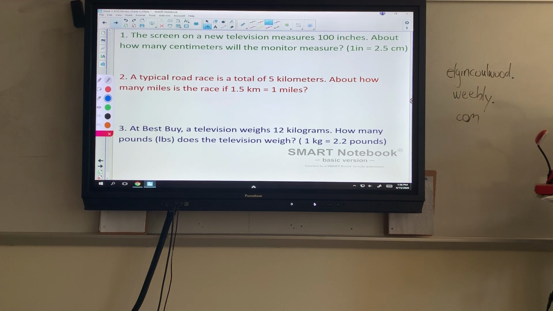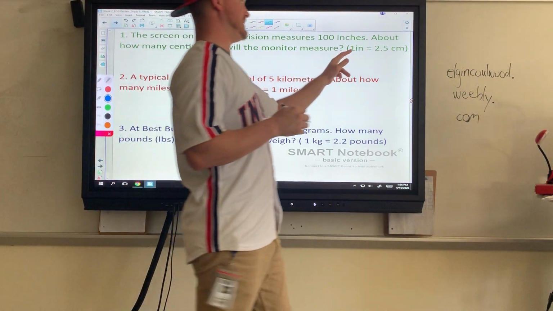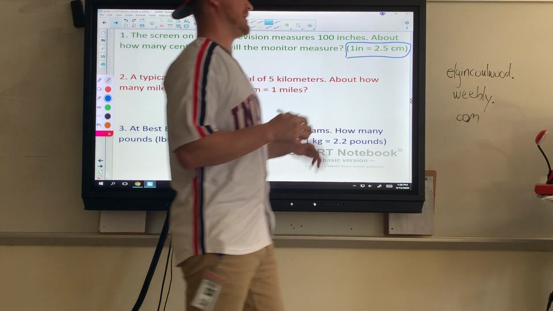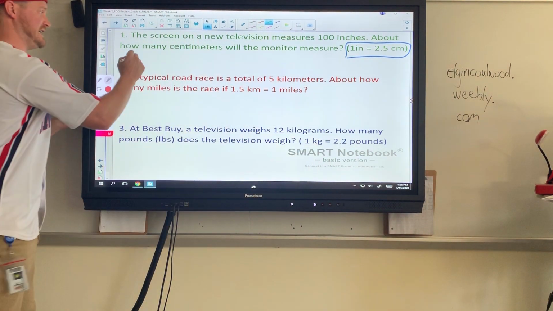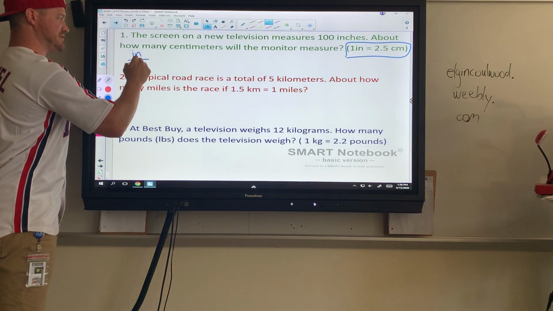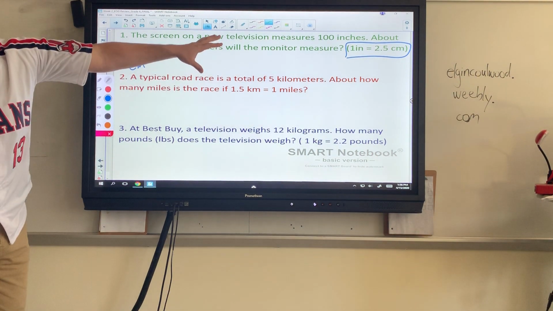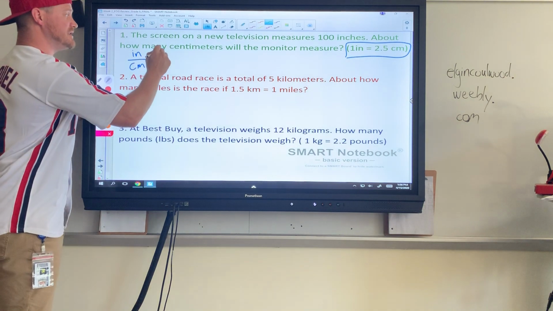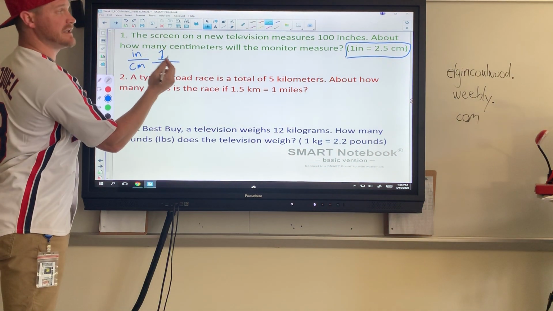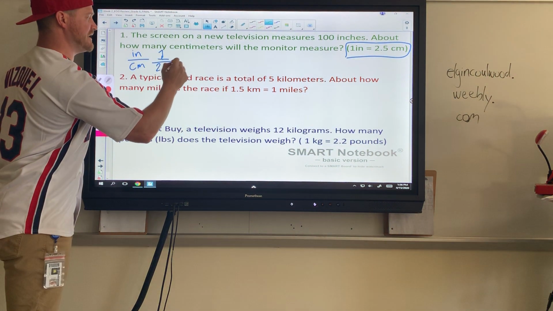So number 1, the green one. The screen on a new television measures 100 inches. About how many centimeters will the monitor measure? So the ticket is actually going to be given to us at the end of the problem here. We're comparing inches to centimeters. So my ticket, inches is first. We have inches over centimeters. Plug in the ticket at the end of the problem. It's 1 inch for every 2.5 centimeters.